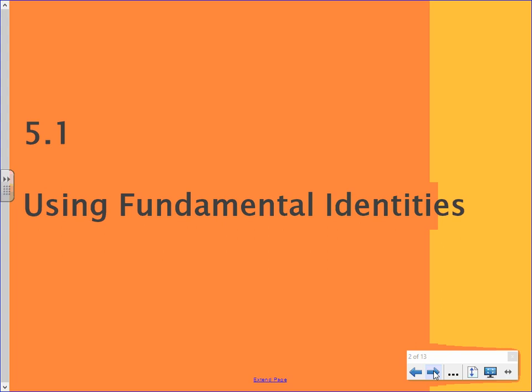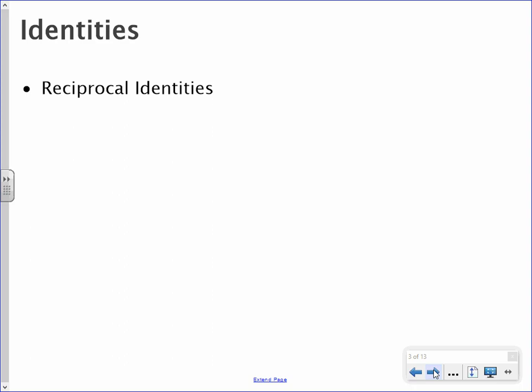Okay? We're going to talk about the fundamental identities. So when I say the fundamental trigonometric identities, you're going to think of 3 different groups of identities. These are identities that you need to remember. And fun fact, you already know some of them. Okay? We have identities called the reciprocal identities. Reciprocal.